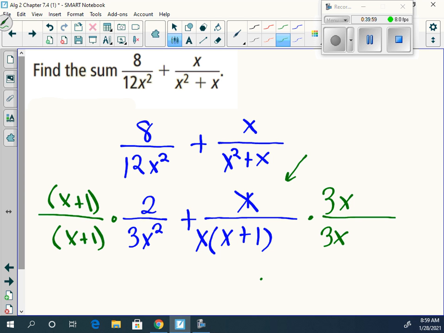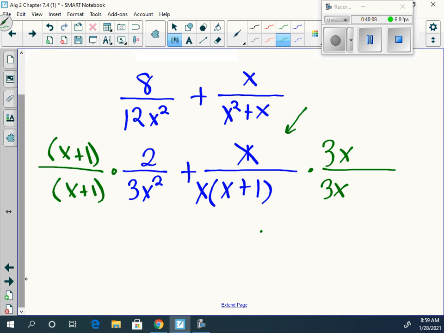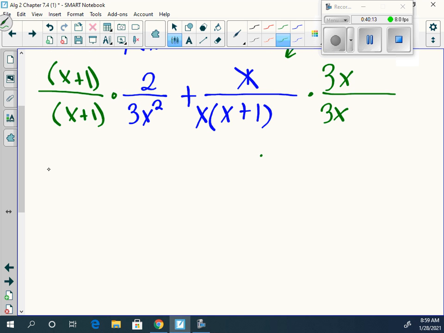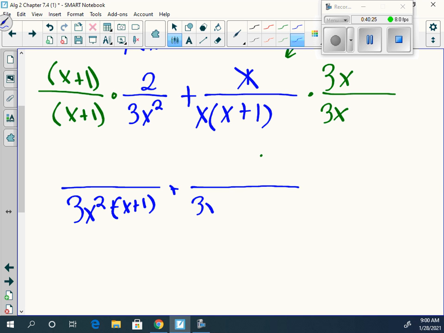So really, the first main part is getting the denominators to be the same. Once we get them to be the same, then we're going to add on top and bottom. Now, a little bit more space. So, the denominators are going to be the same. Well, we'll have 3x squared times x plus 1. Over here, we're going to have 3x squared times x plus 1, because once I get them to be the same, I know that all of them are going to be the same.